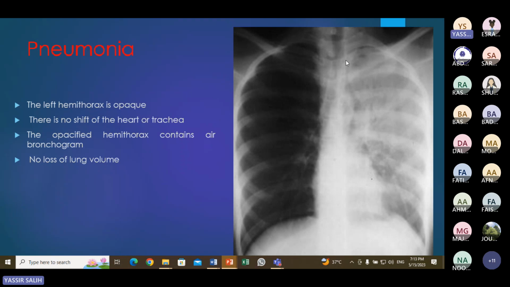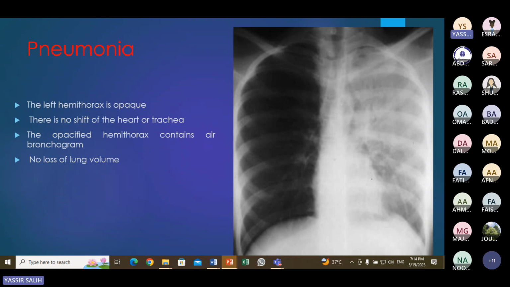طيب this is an opaque hemithorax. لما نقول opaque معناته انه one side of the thorax appears brighter than the normal other side. But this is opaque hemithorax. What are the differential diagnoses of opaque hemithorax? لما نلقى opaque hemithorax, what are the possibilities, or what are the causes, or what are the differential diagnoses?